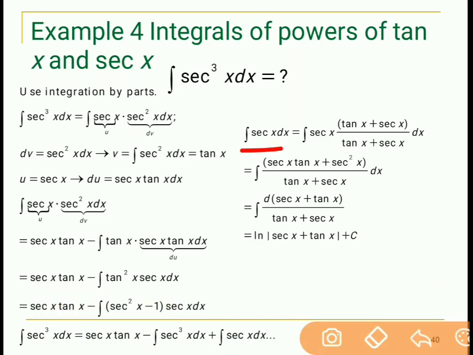It can be converted into what? Sec x, multiply and divide by tan x plus sec x over tan x plus sec x. So the second step will be sec x tan x plus sec square x upon tan x plus sec x. Now, if you compare the numerator and denominator, the numerator is the differentiation of the denominator, that is differentiation of sec x plus tan x upon sec x plus tan x. So the answer will be log of sec x plus tan x.